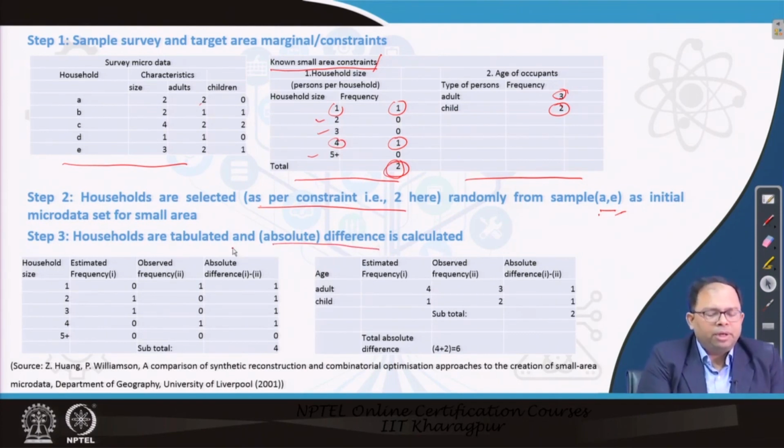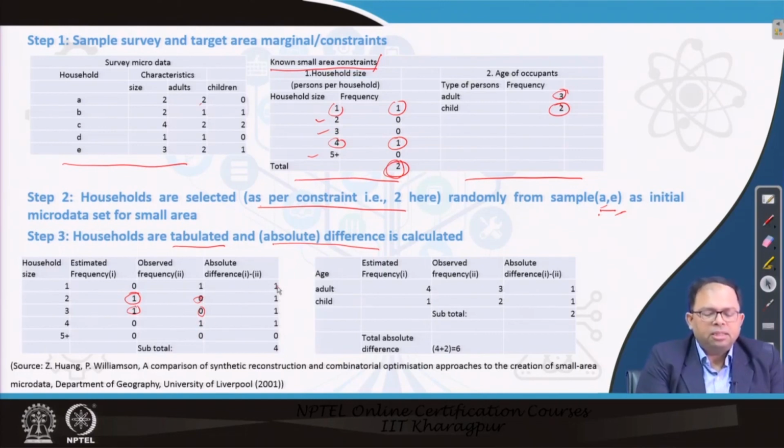So, households are tabulated in this way. Over here we have selected A and E. A has a size of 2, that means household size of 2. We have given estimated frequency 1. This is based on the selection that we have made, which we are tabulating. Similarly, for household size of 3, A and E, we also have frequency 1. But in actual observed frequency, we see both of them are zeros, whereas observed frequency is 1 for household size 1 and household size 4 is also 1.